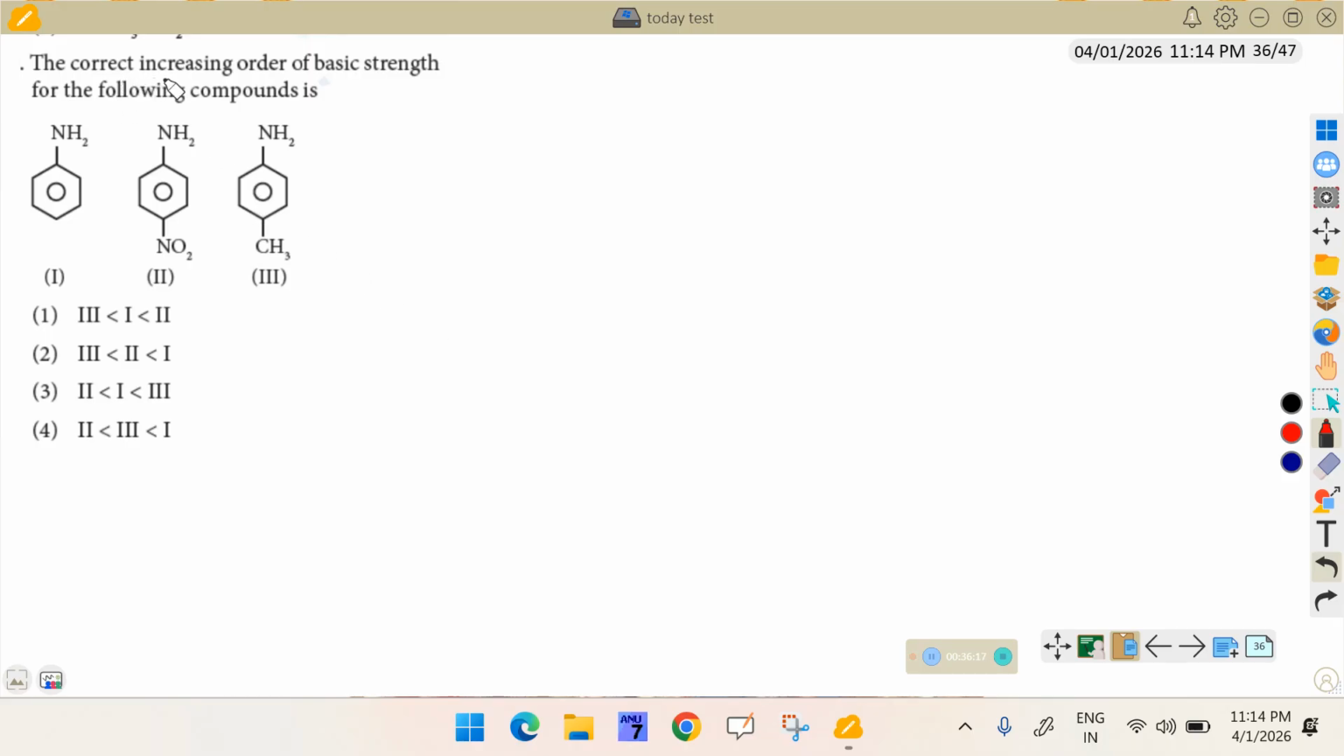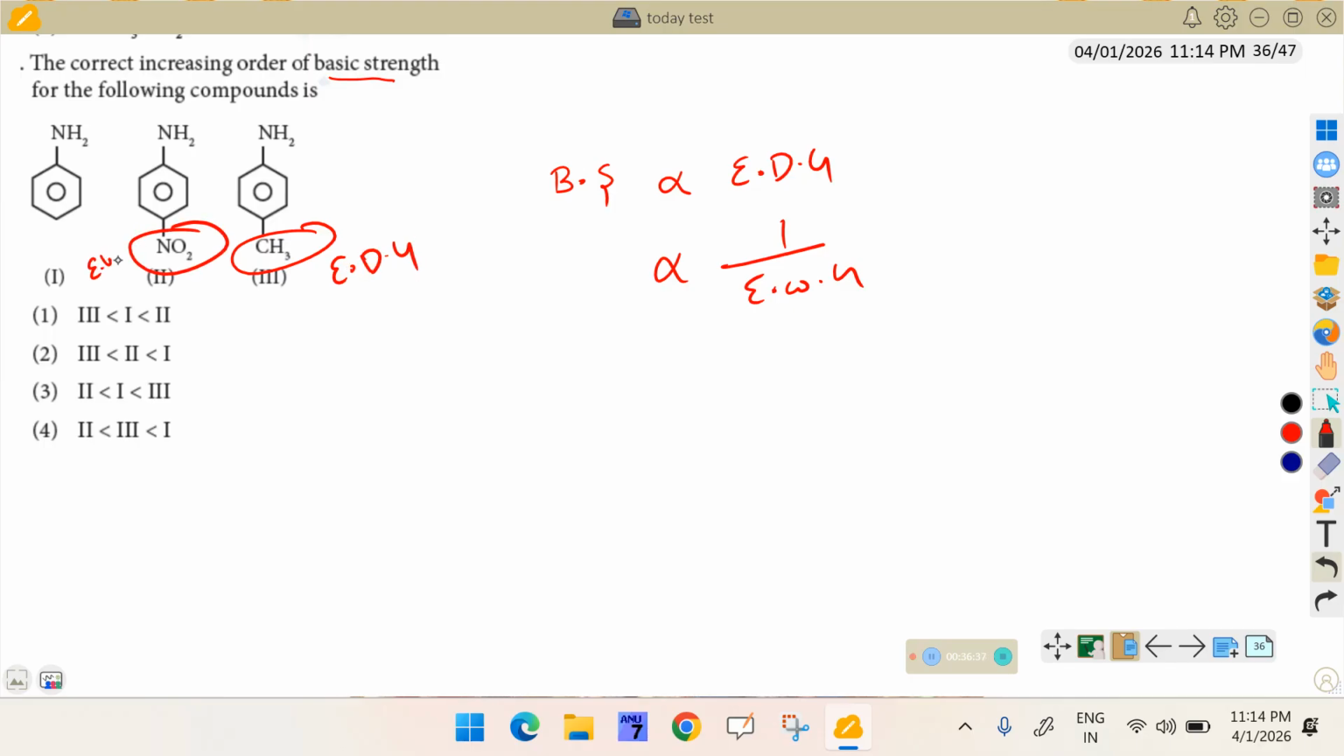The correct increasing order of basic strength: we know that basic strength is directly proportional to electron donating group and inversely proportional to electron withdrawing group. CH3 is an electron donating group, NO2 is an electron withdrawing group. Here there is no electron donating or withdrawing group. So 3 highest, 2 lowest, third option.